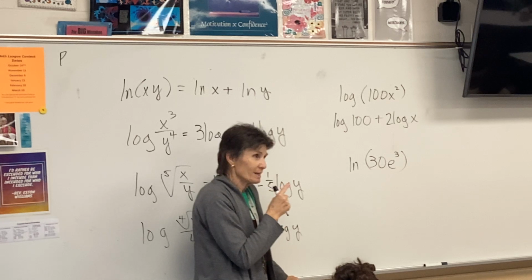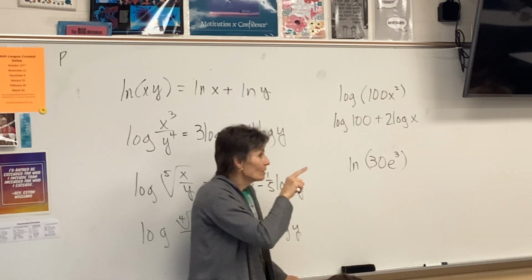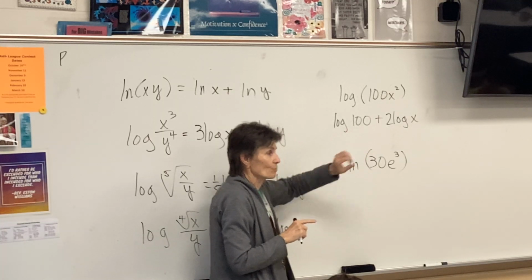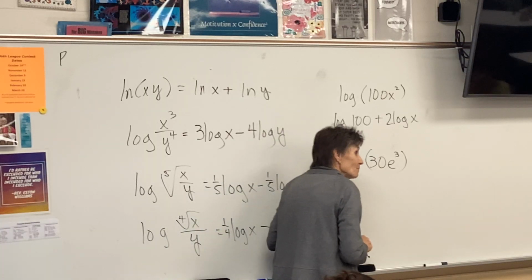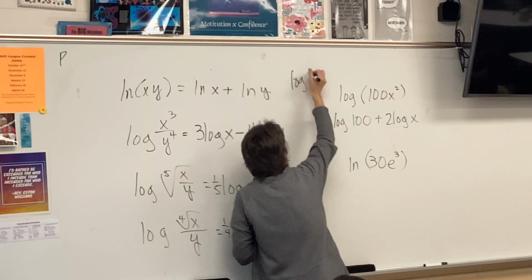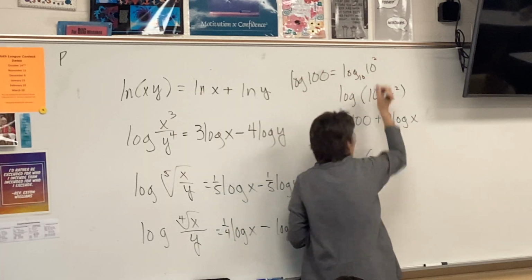But this one's tricky. You gotta remember yesterday. It's log of 100. What is the log of 100? 2. Why is it 2? Because 10 squared. Yes, there's always a 10 as the base. That's what log means: log base 10 of 10 squared. Isn't it? Right.